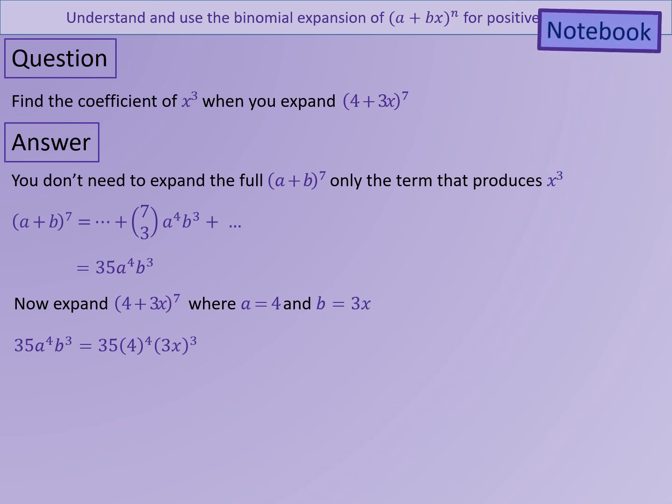And now it's just a case of working through the maths, making sure that I work out the correct values for the powers, and that's going to give me my coefficient. So 35, 4 to the power of 4 ends up being 256, and remember (3x)^3 gives me 27x cubed. And if I multiply those three numbers together, I do get 241,920x cubed, which for some will be what they write down as their final answer.